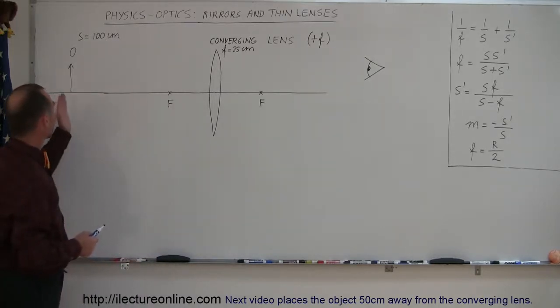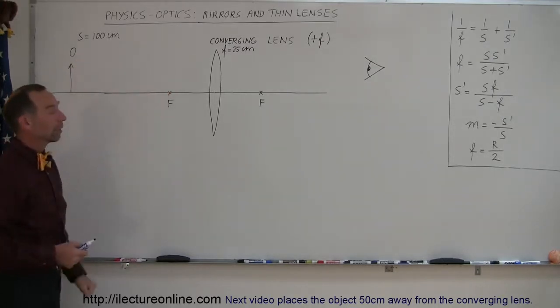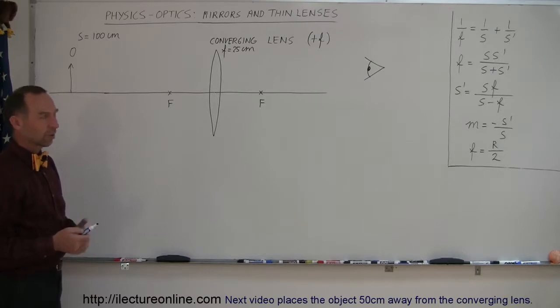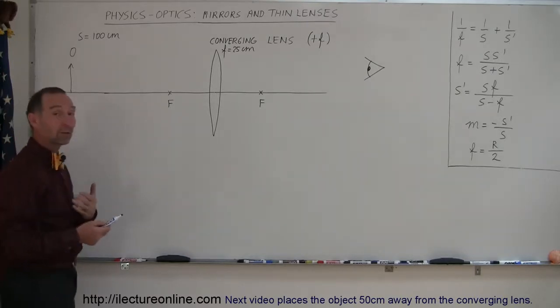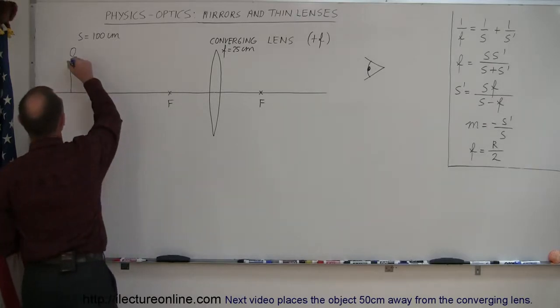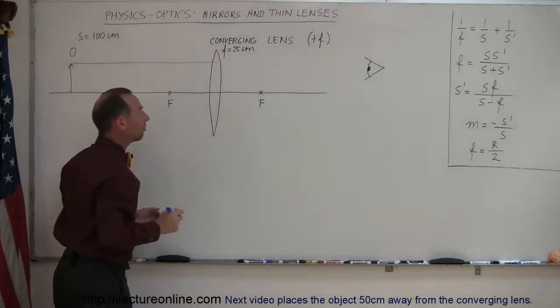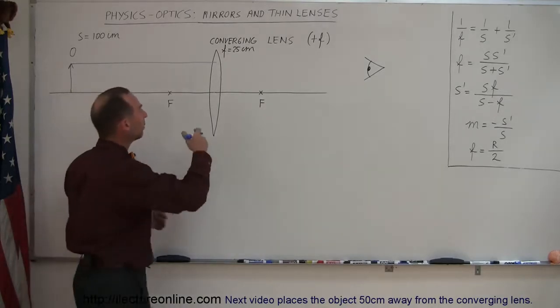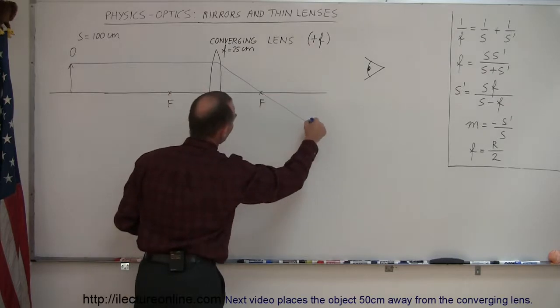But for the first example, we're going to put the object at a distance quite far away, 100 centimeters from the lens. That's kind of a special case. Let's find out where the image appears graphically. Just like with mirrors, we draw the first ray parallel to the normal until it hits the lens. Since it's a converging lens, it will bend towards the focal point and continue on through the focal point and onward.